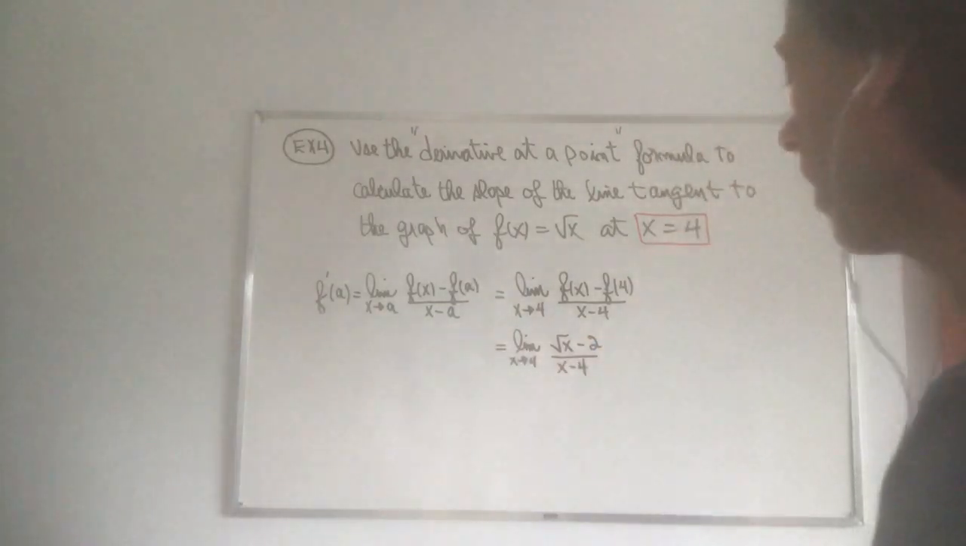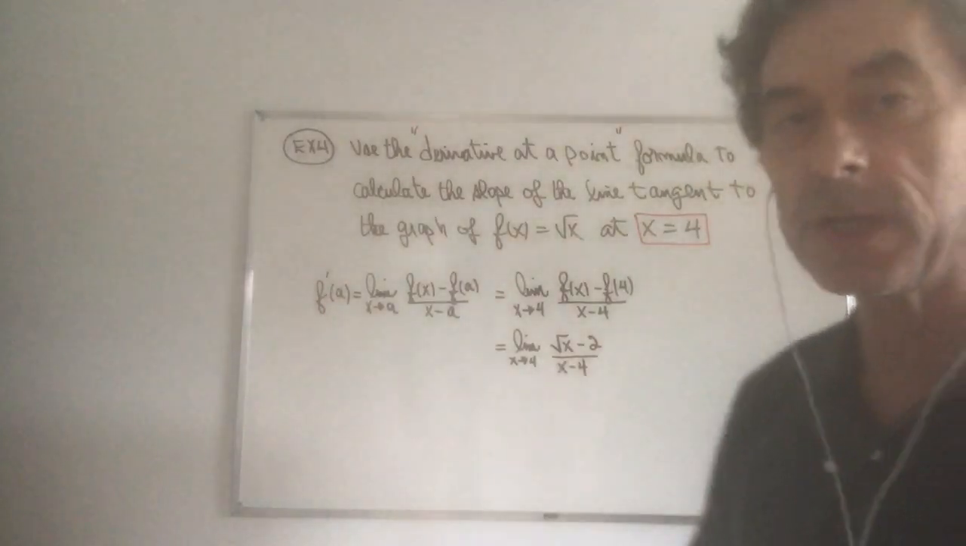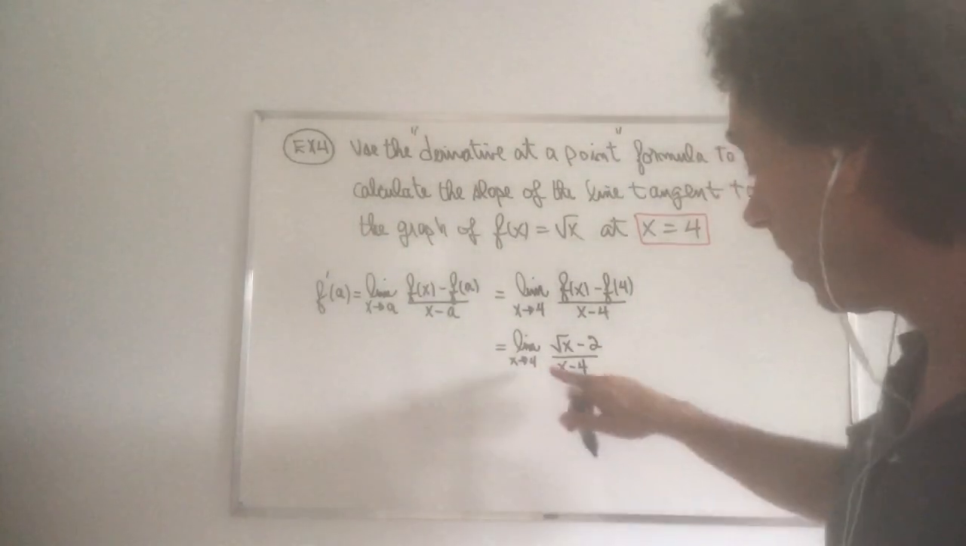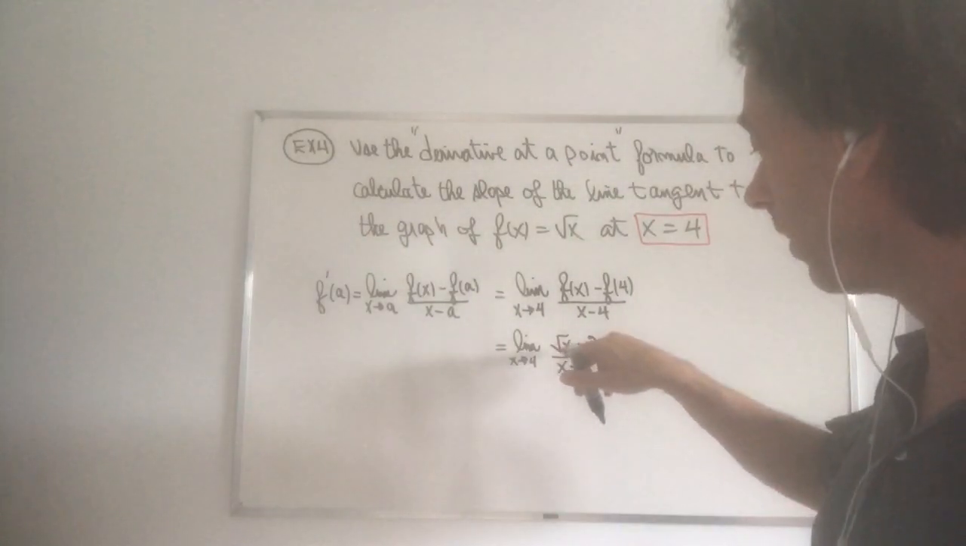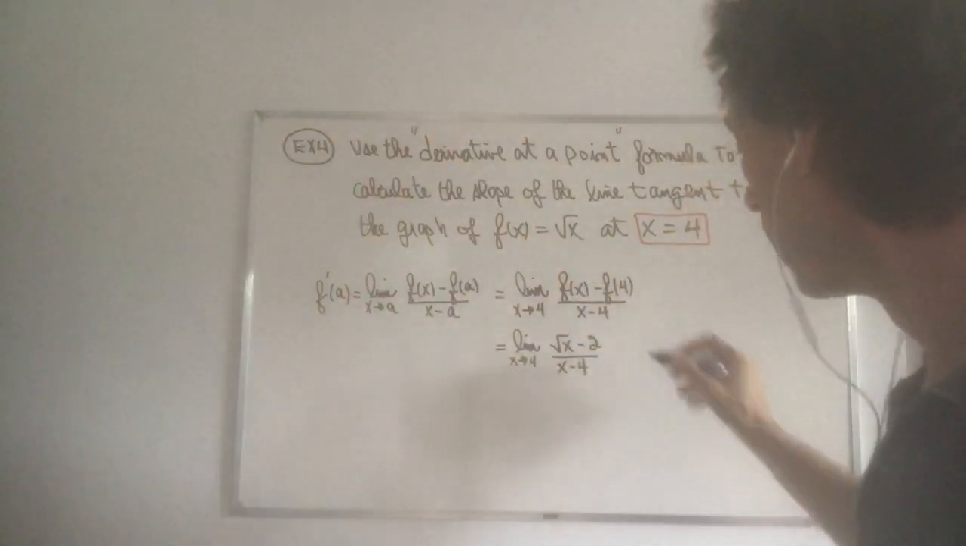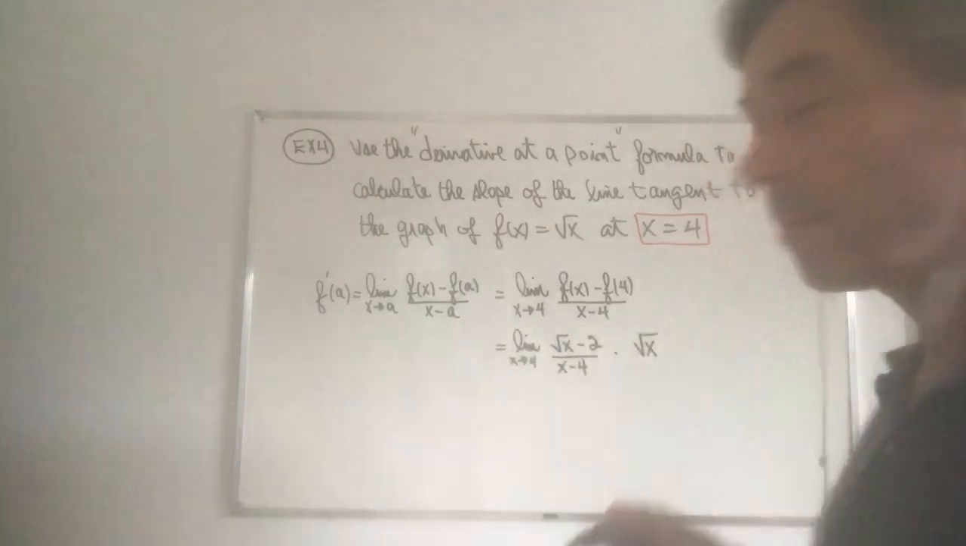Over x minus 4. I'm not going to do it, but you can do it in your head. It's very easy. If you were to cheat at that point, what would you get? Well, we'll put the 4 in there. Root of 4 is 2. 2 minus 2, 0. You would get 0 over 0. Meaning, we need to get out of this situation by doing what?